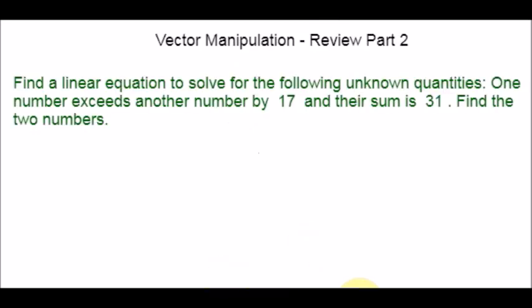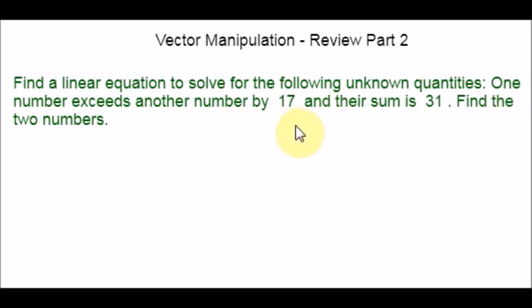Let me take one word problem. If the questions are very straightforward, it will be easy for you to proceed with the question. Now I have taken a word problem. Let's see how to do this. For a linear equation, to solve for the unknown quantities: one number exceeds the other number by 17 and the sum is 31. So find the two numbers.